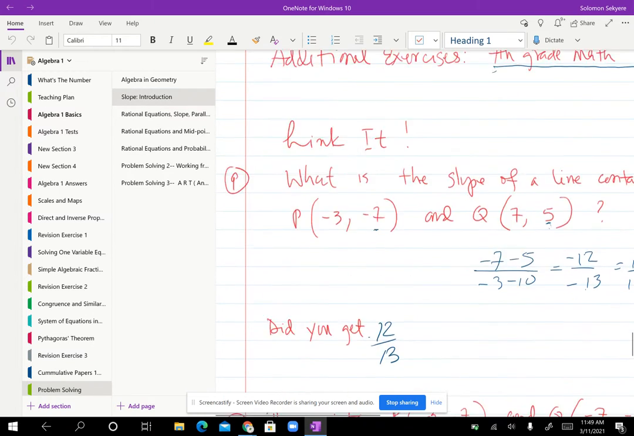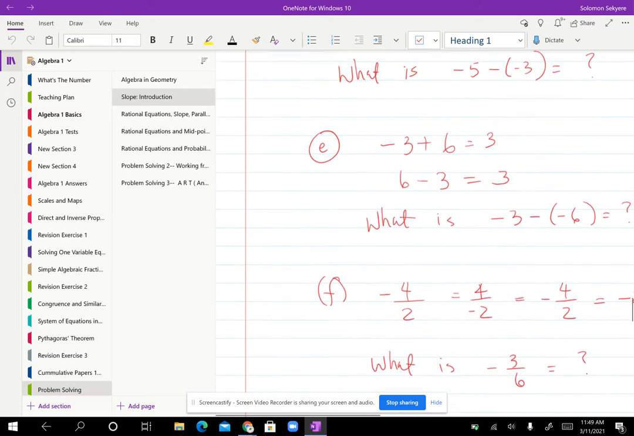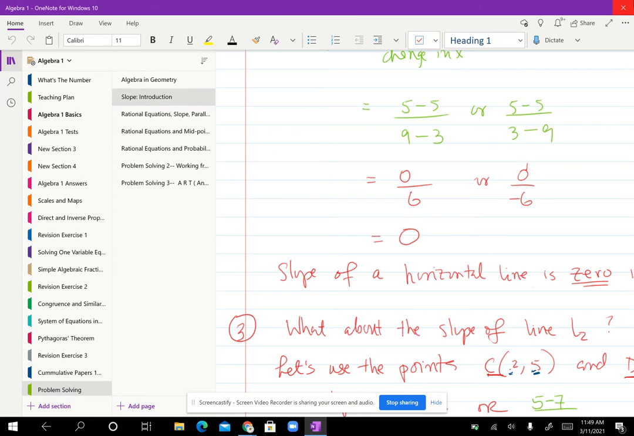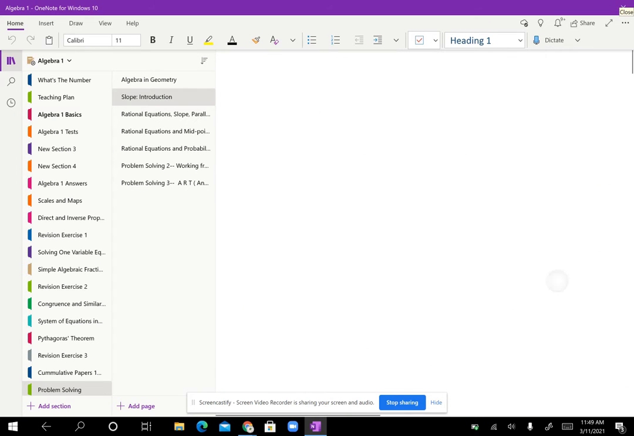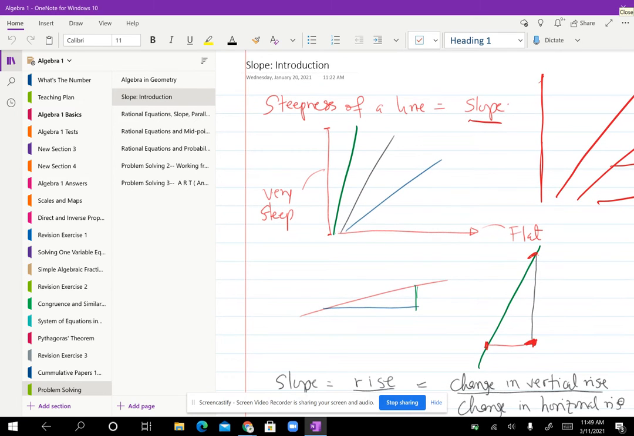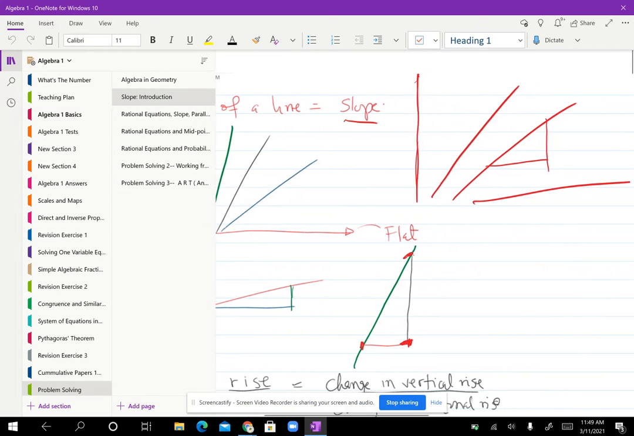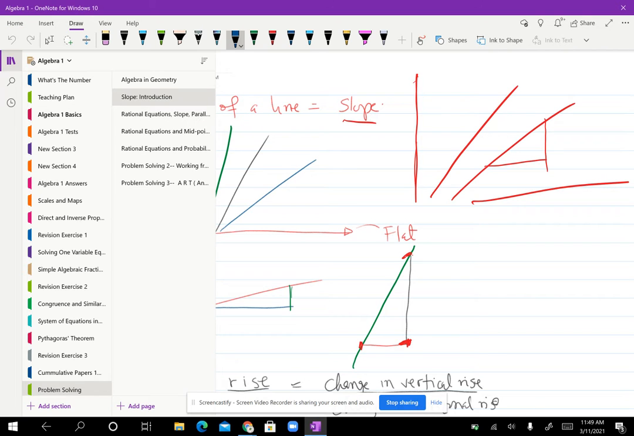Okay, let's do a quick introduction to the concept of slope. Slope is basically how steep a line is. You see that if it's straight vertical, that is very steep. If it's horizontal, it's flat, and you have lines in between.